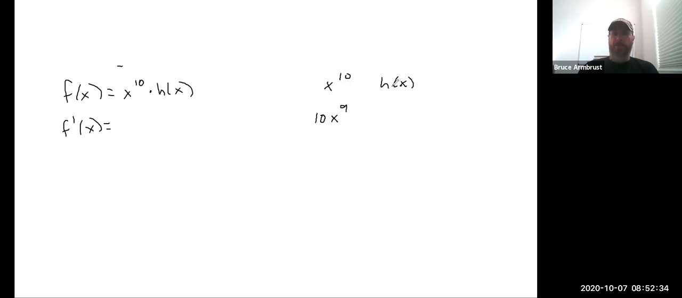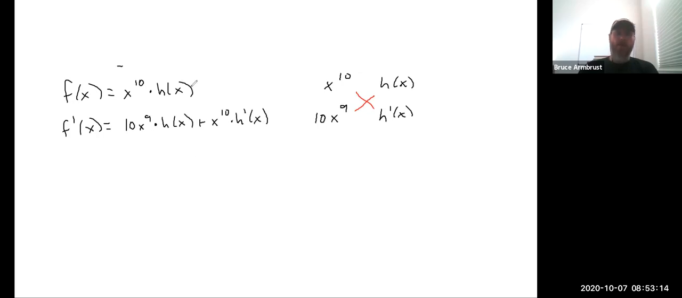Right? And then we need to differentiate h. Now, I don't have a function here, like an equation for it, but I'm just going to write h prime of x. So now the product rule says multiply one times the derivative of the other and then add them together. So this is going to give me 10x to the 9th times h of x plus x to the 10th times h prime of x.